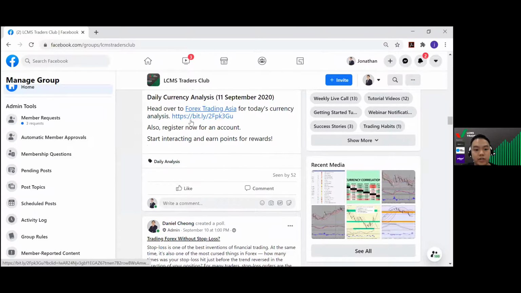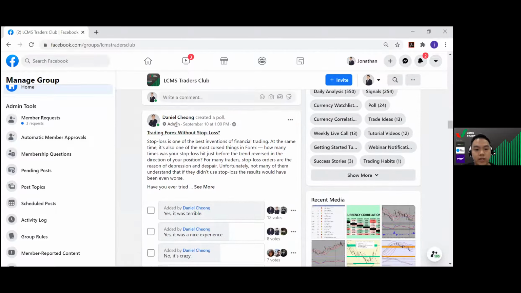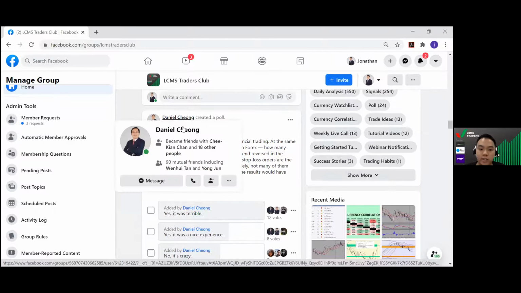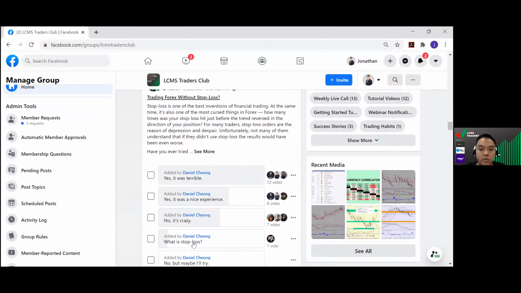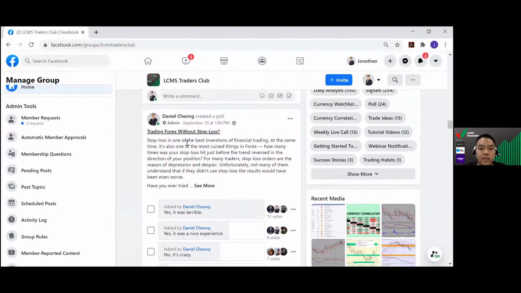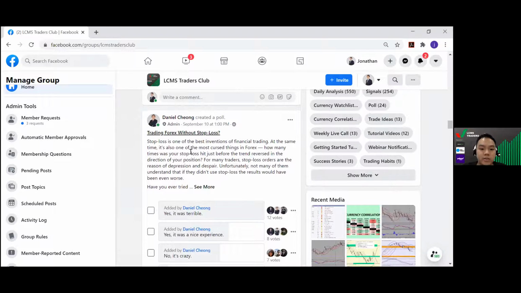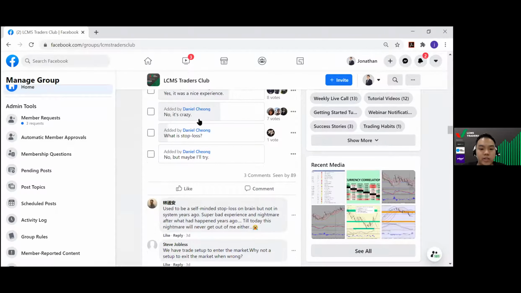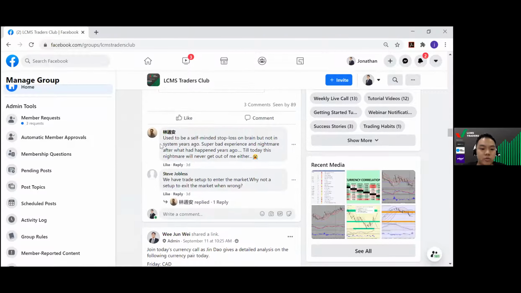This is Forex Trading Asia article as well. We have Daniel, one of our head coaches, running polls to see how you guys are faring throughout the week and some topics that are commonly discussed among traders. So from here, we can actually spur more discussion, mostly related to psychology and trading methodology.